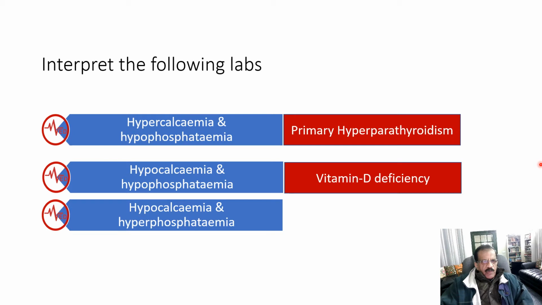The third possibility is hypocalcemia and hyperphosphatemia. Now, if you concentrate, this is just the opposite of the first. That was hypercalcemia and hypophosphatemia. This one is hypocalcemia and hyperphosphatemia. So think of something which is just opposite of this.